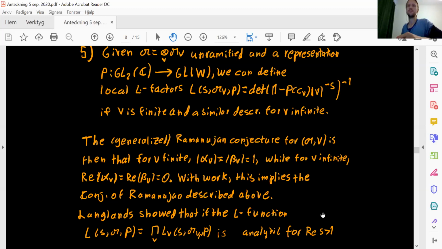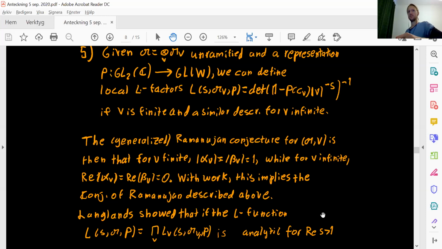If P is maybe the trivial representation from GL2C to GL2C... I'm not sure what W is here, but then this would be something like the L function of a modular form. And you should think about this P as maybe taking all the symmetric powers of GL2C, all the symmetric power representations.